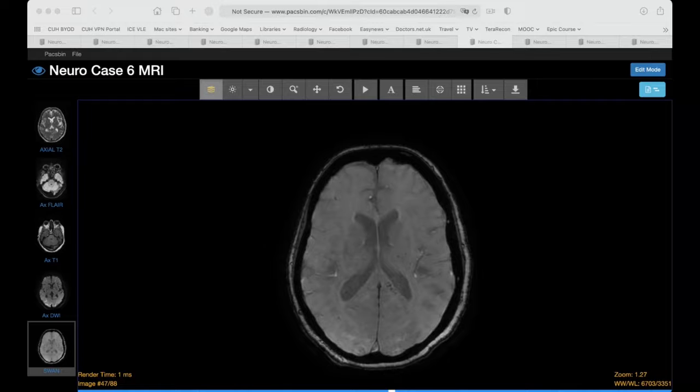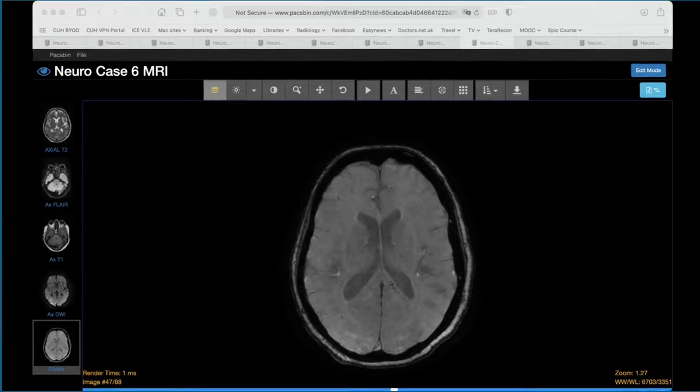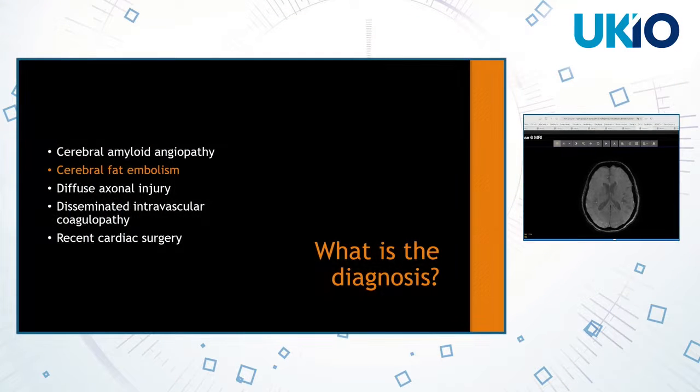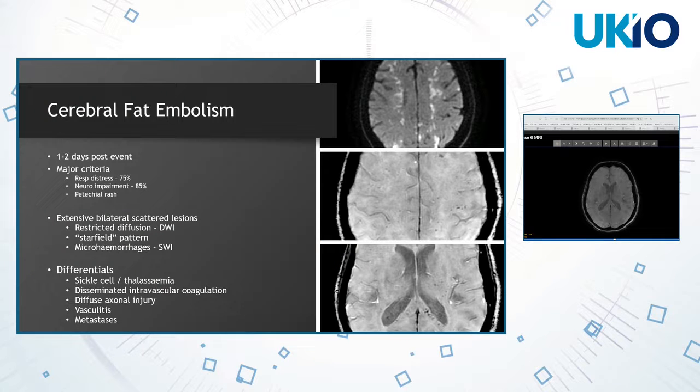All right. So this is actually fairly typical of cerebral fat embolism. Okay, so it is in a watershed distribution. We don't see it very often, but it has a very typical appearance. So cerebral fat embolism is a rare occurrence, but is typically known to occur after long bone fractures, for example. It tends to be seen or present 1 to 2 days after an event, but on imaging, you may not see changes until a few days beyond that.